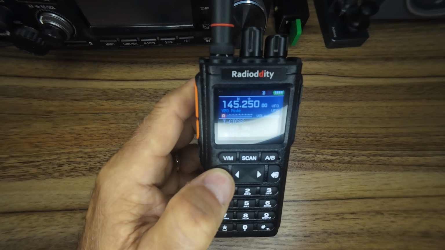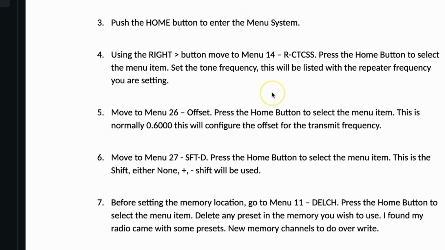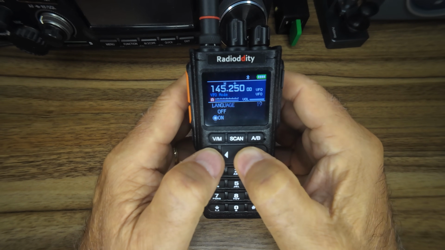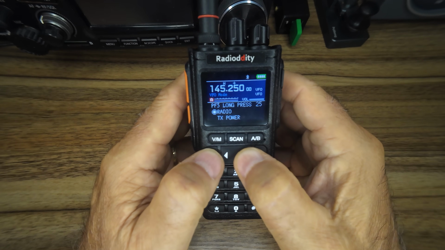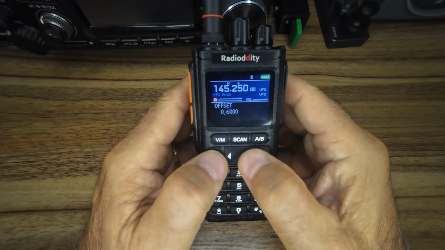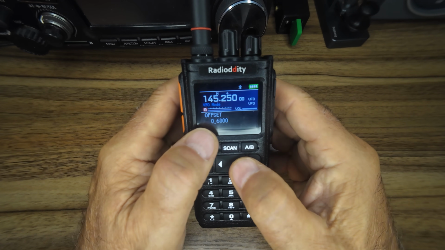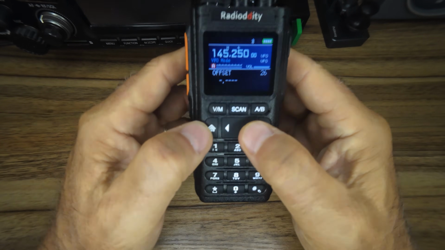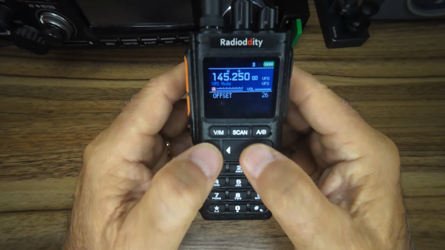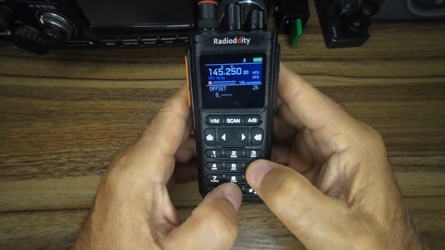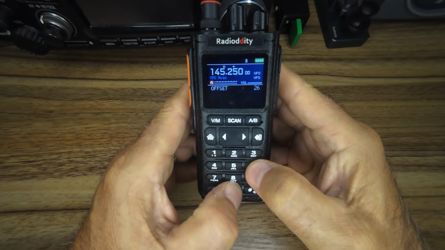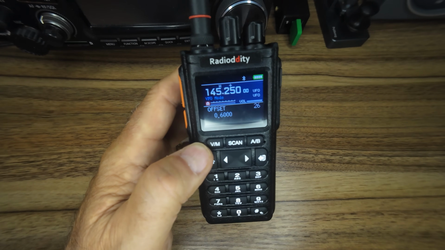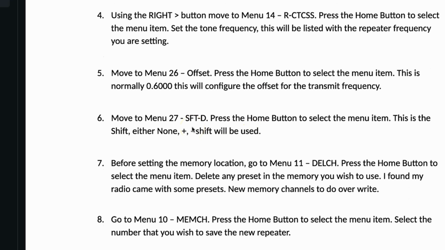Now the directions simply say, let's go down here, go to 26. Menu. Let's go to 26. Okay, this is your offset. As you can see, the offset already says 0.6 thousand. To get into that, Offset frequency, and this is going to change the offset for the transmit. So 0.000. Hit the home button. Confirm. It's confirmed.